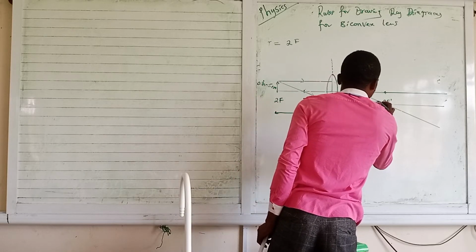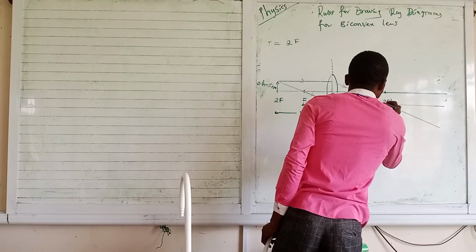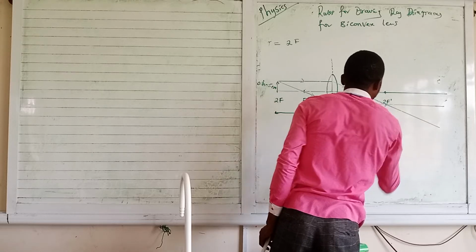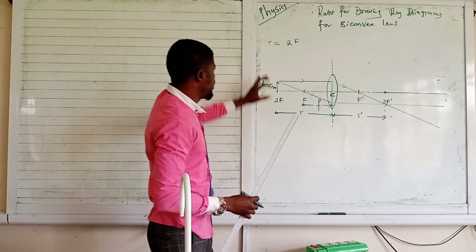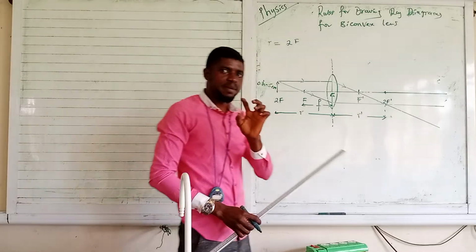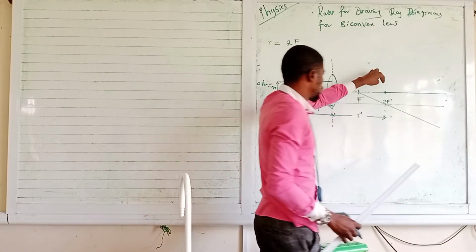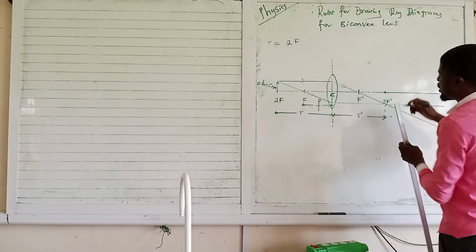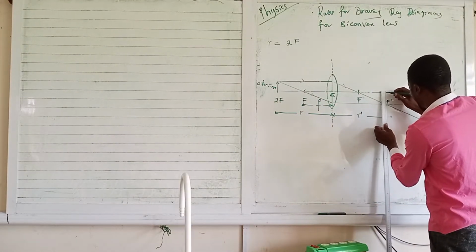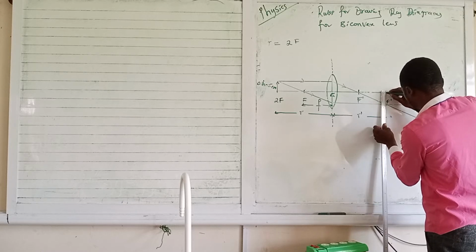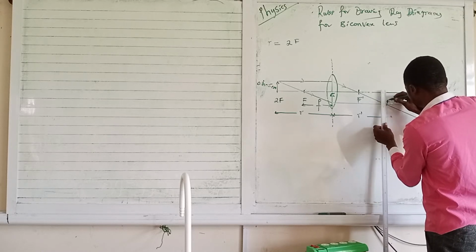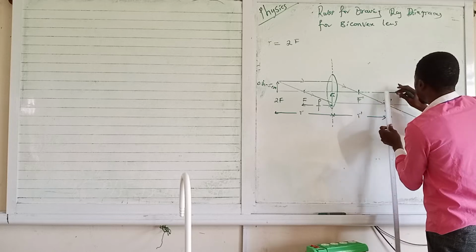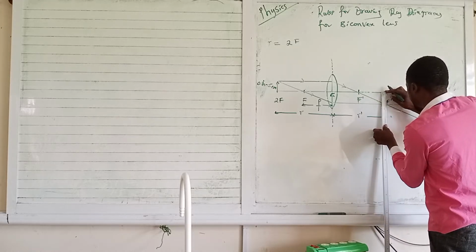So as I said, when this is 2F prime, this is where the image is. When an object is placed at 2F, the image must be formed at 2F prime. And that is exactly what you see here. However, the image will be what? Upside down. The image must be what? Upside down.